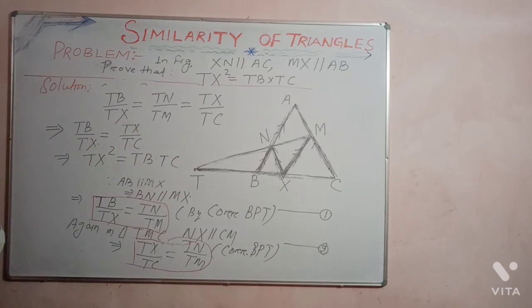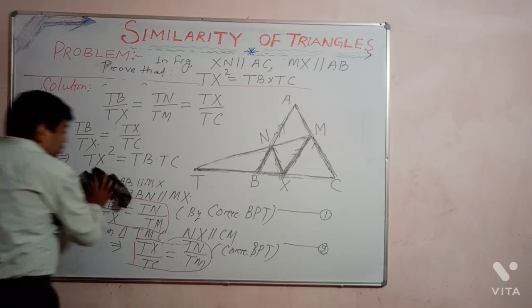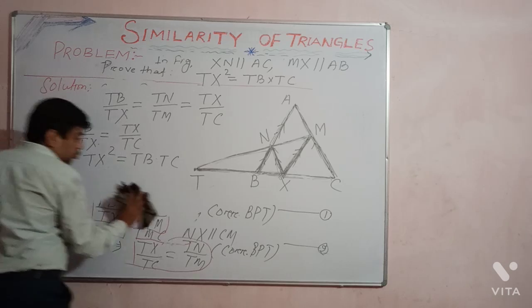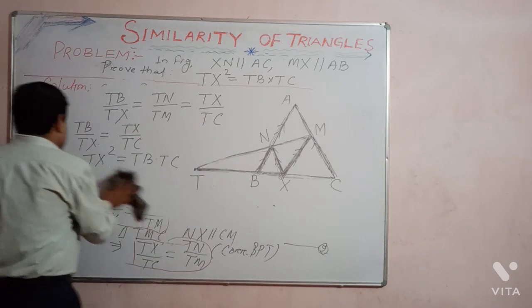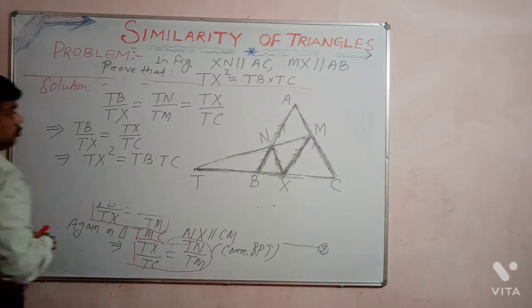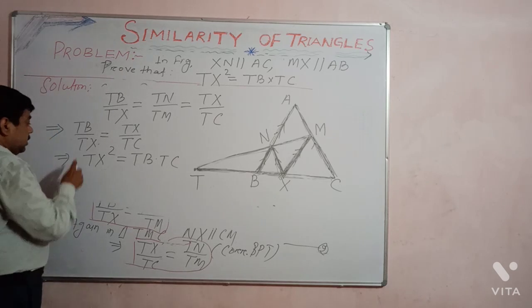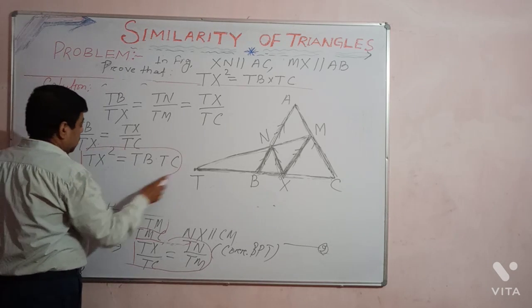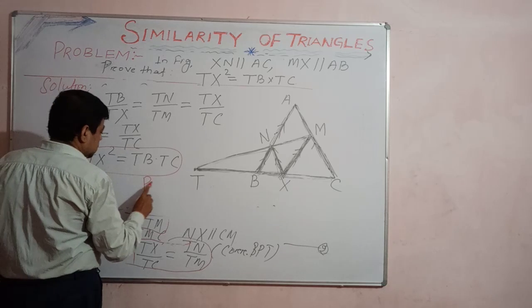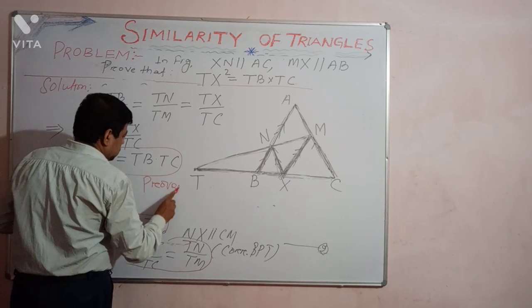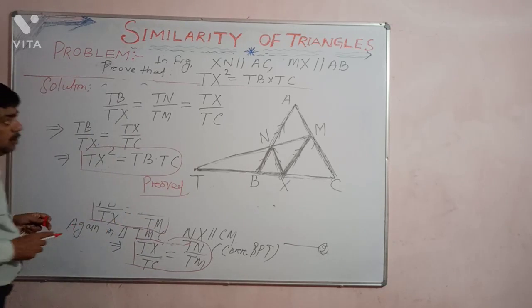This is how we prove what we want to prove. You have to prove that TX square is equal to TB into TC. Thus we get the required result. This is the required expression. This is how we can prove the given statement.